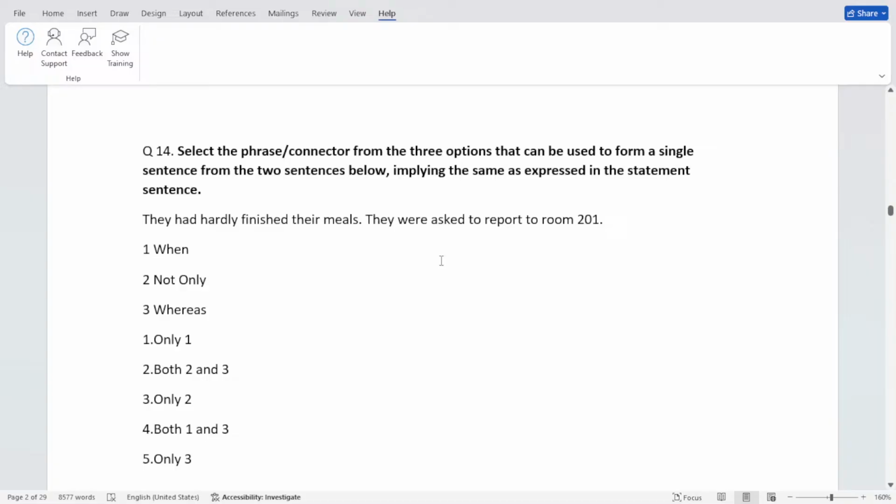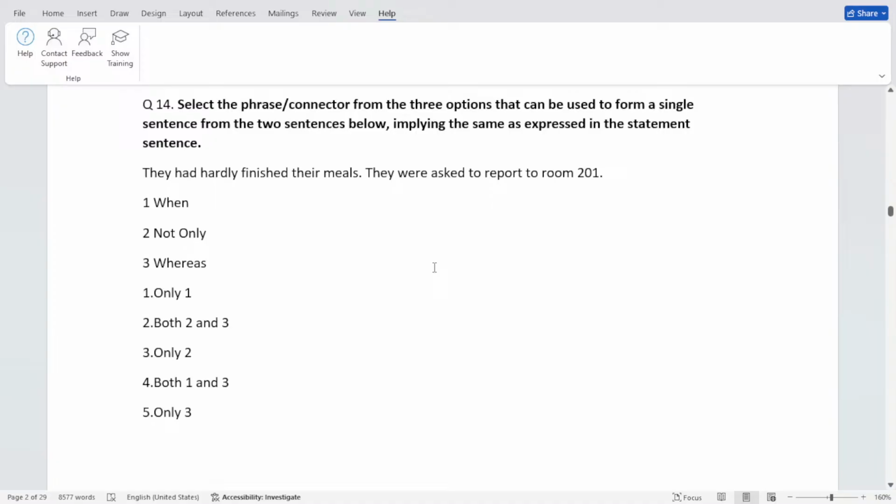So here also, select the phrase from the 3 options that can be used to form a single sentence from the 2 sentences below and imply the same as expressed in the statement sentences. They had hardly finished their meals. They were asked to report to room 201. So here, which one is the correct statement? We have to see. When, not only, whereas. These are the three words. Which one is the correct one? We have to see.